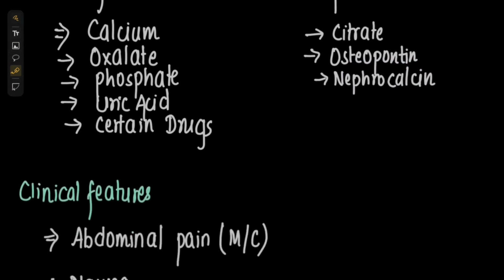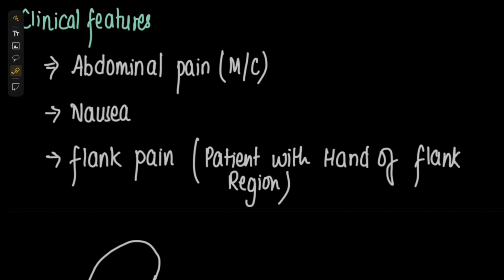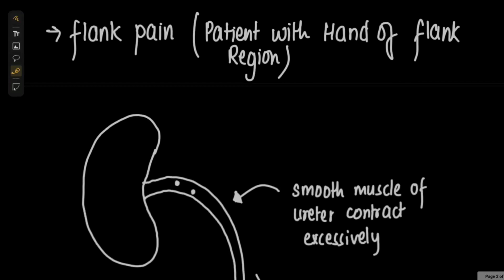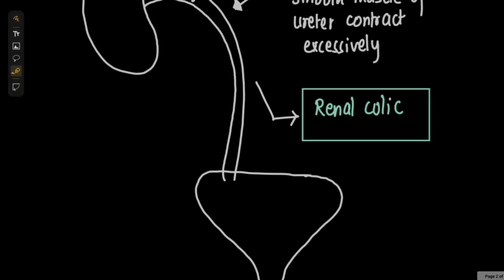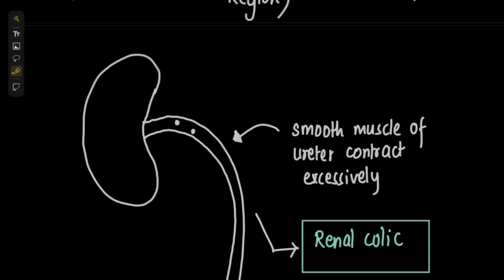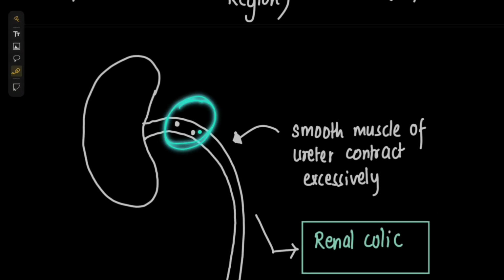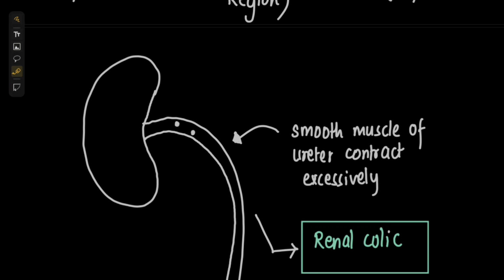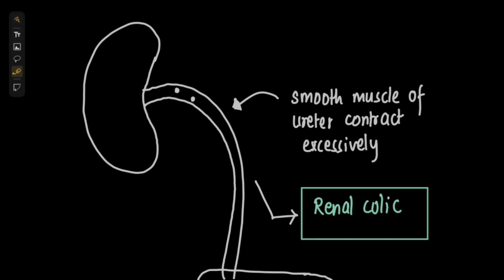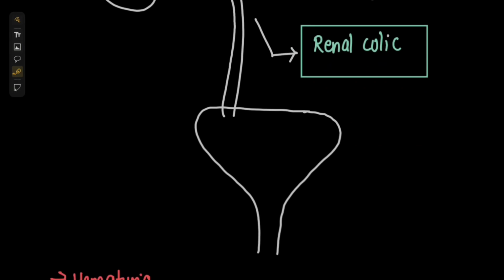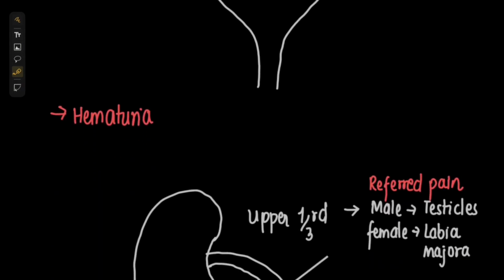Regarding the clinical features of the patient with the renal stone, the most common clinical feature is abdominal pain. The patient also presents with nausea, flank pain, and the pain that is associated with the renal stone is renal colic pain. If the renal stones are of small size, then the renal stone passes through the ureter, and this movement causes excessive contraction of the smooth muscle of the ureter, also known as hyperperistaltic movement of the smooth muscle of the ureter, which develops a certain type of pain known as the renal colic pain. The patient also presents with hematuria.